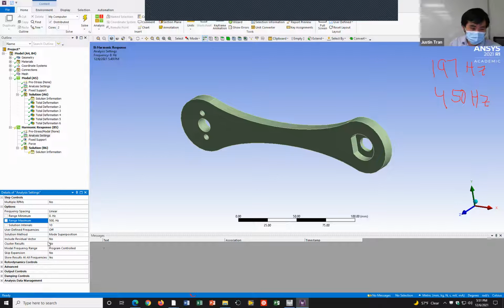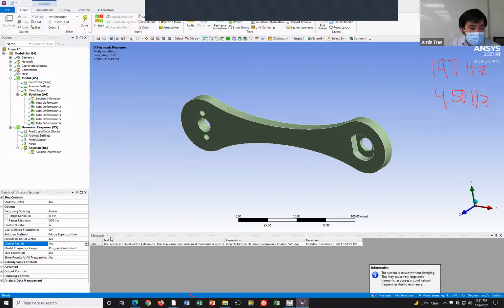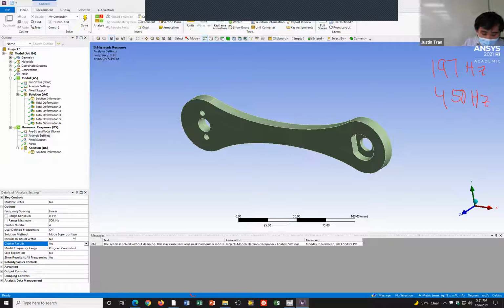Okay. All right, number two. Number two, we're going to make this setting here called cluster results. And so by default, that's no. And so we're going to change that to yes. Okay. And if you're wondering what this setting does, it makes the plot look a little bit smoother. Okay, so it's kind of a nice post-processing result to look at. Okay, and it'll be easier to explain once we actually run the simulation.